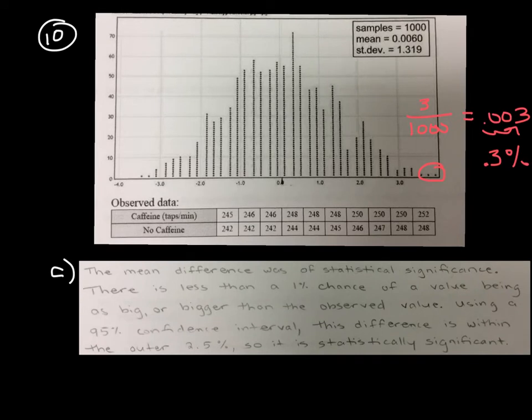Okay, so I wrote the mean difference was of statistical significance. There is less than a 1% chance of a value being as big or bigger than the observed value. Using a 95% confidence interval, this difference is within the outer 2.5%, so it is statistically significant.